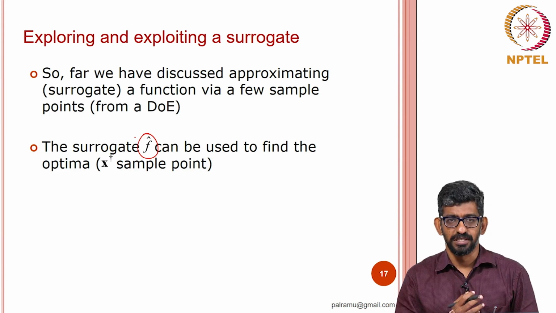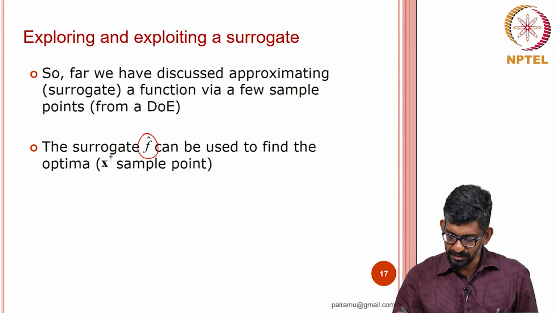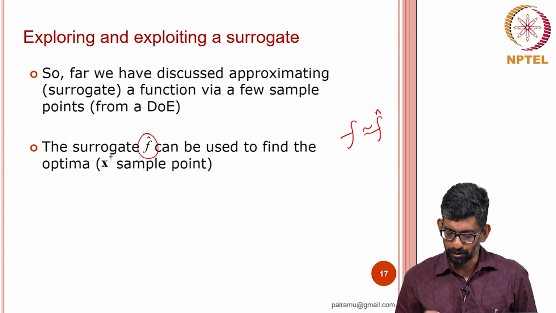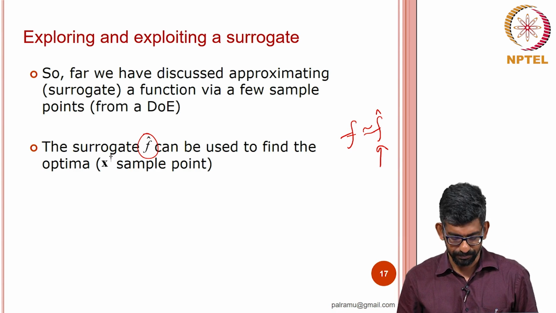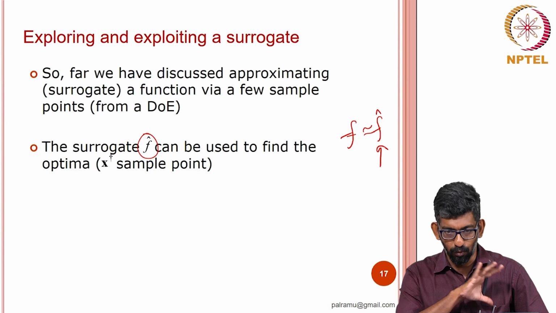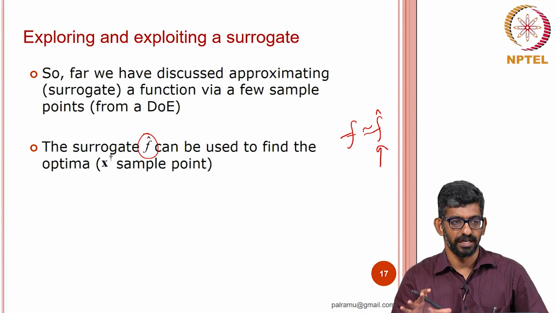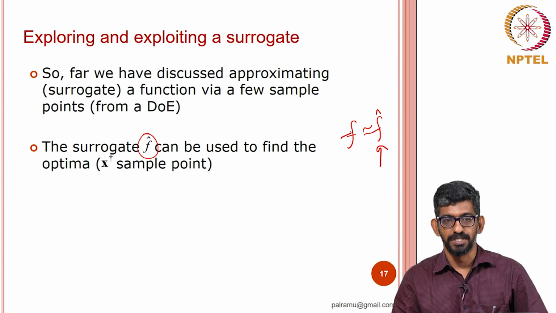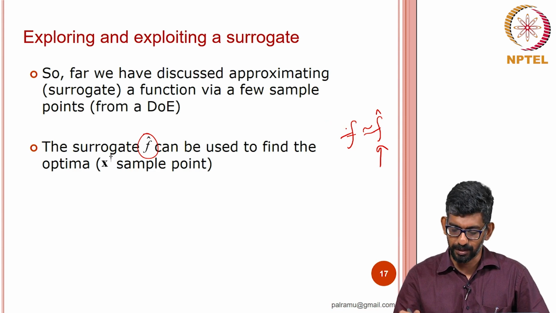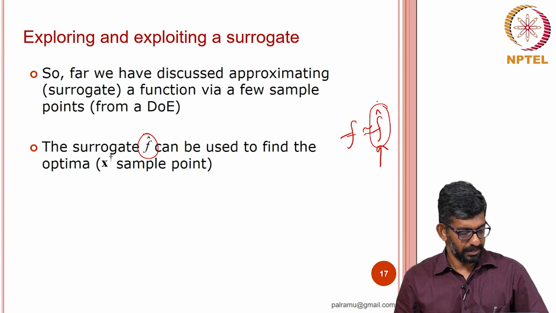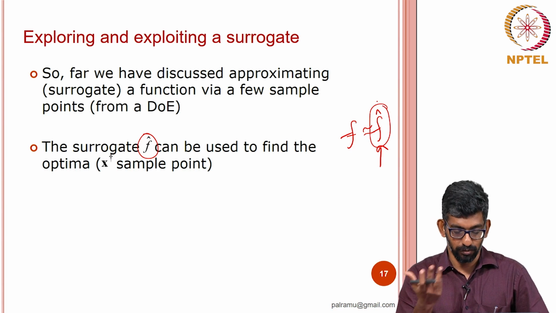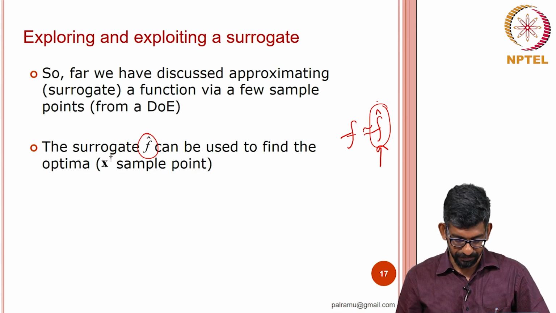But for the sake of discussion, right now let us say that F hat is more or less equal to F. In this case, we could then use F hat directly to find the optimum point. This is the whole idea of constructing a surrogate, so that you do not have to go to an expensive finite element or a CFD simulation or an experiment again. You could just use the less expensive F hat to do whatever you want to do or achieve.